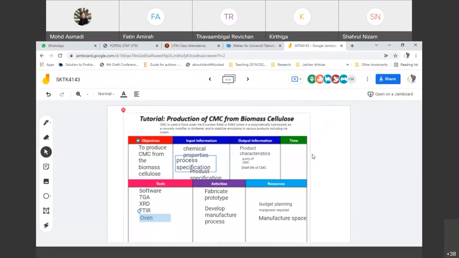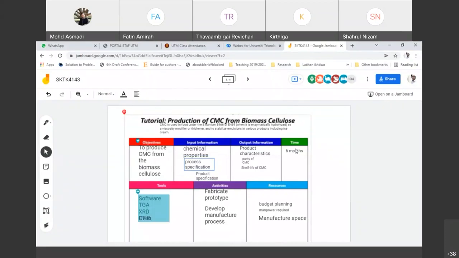Activities: fabricate prototype, develop, manufacture, budget planning, manufacture space. Okay. Produce CMC from the biomass loss. How long? 6 months. For research and development, I don't think 6 months.